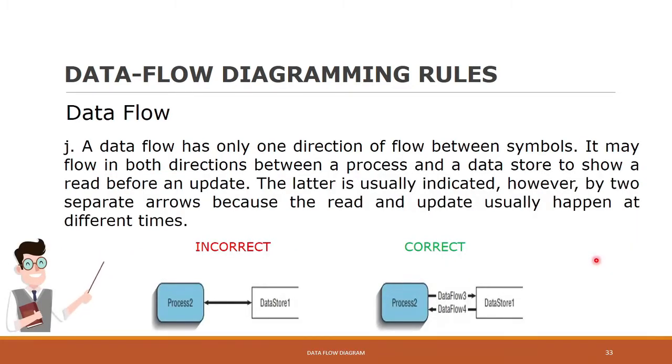Then we have data flow rules. So letter J, a data flow has only one direction of flow between symbols. It may flow in both directions between a process and a data store to show a read before an update. This is usually indicated, however, by two separate arrows because the read and update usually happen at different times.